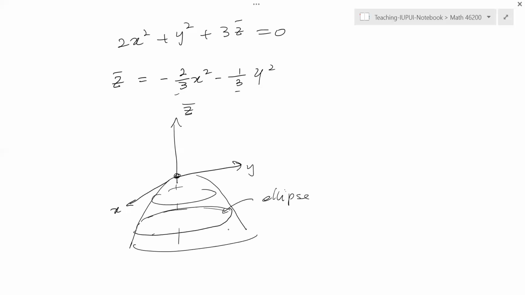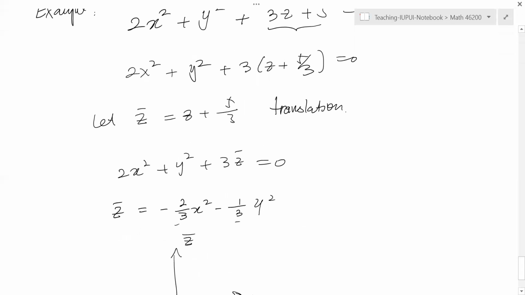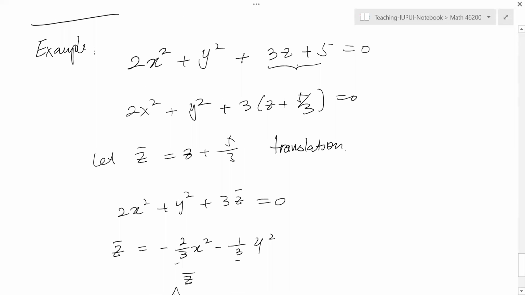All right, so there are almost 3 steps. The last step is to work on this linear term. Work on this linear term, then do another translation.